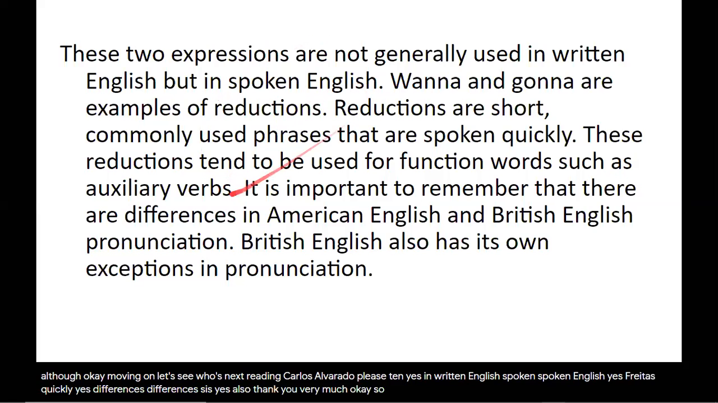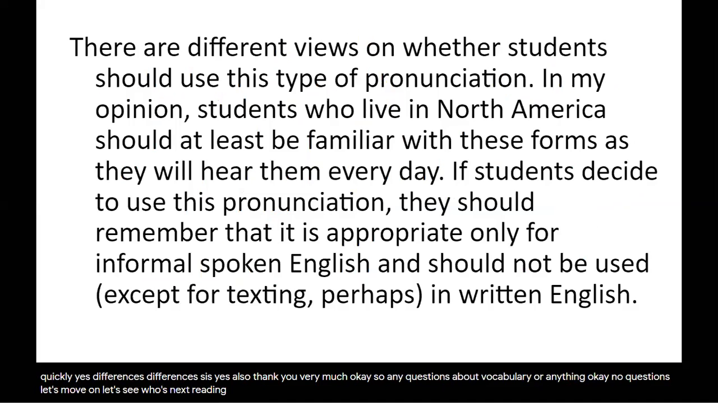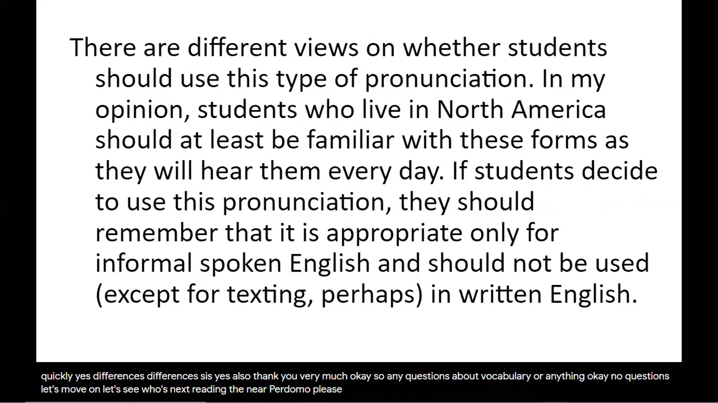Okay, so any questions about vocabulary or anything? Okay, no questions. Let's move on. Let's see who's next reading. Daniel Perdomo, please. There are different views on whether students should use this type of pronunciation. In my opinion, a student who lives in North America should at least be familiar with these forms as they will hear them every day.